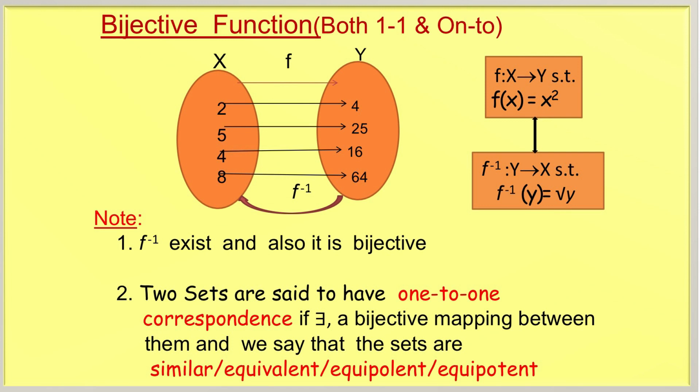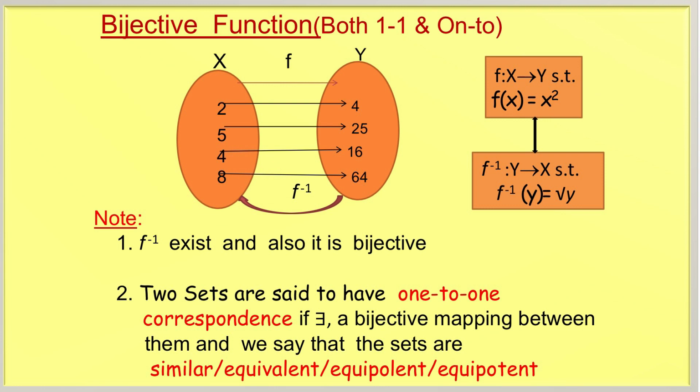Next, we will discuss bijective function. So, bijective function is nothing but which is one-one and onto. What is a bijective function? A function which is both one-one and onto is known as bijective. You see the screen, there is an example of bijective function.